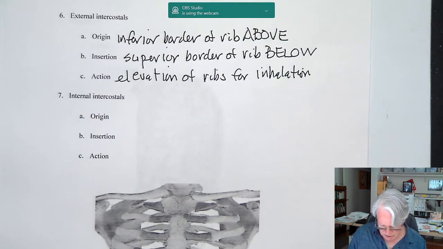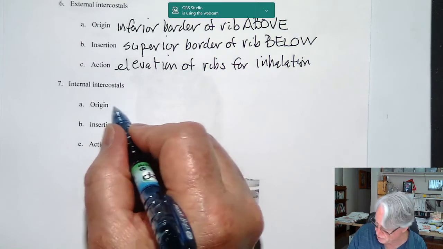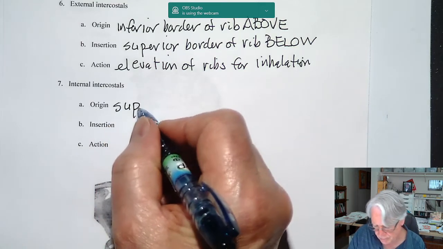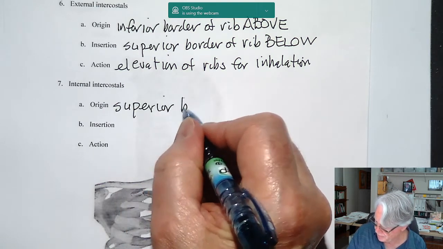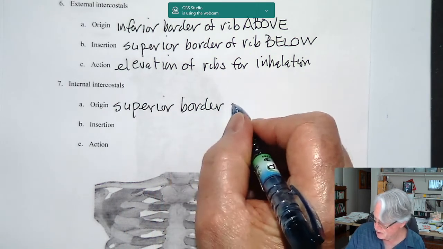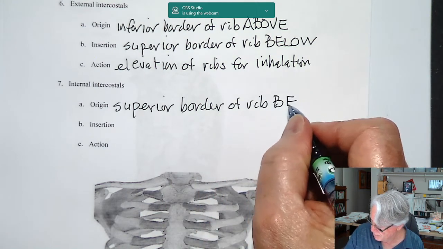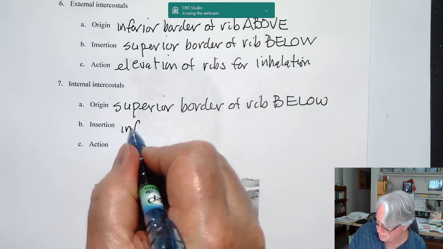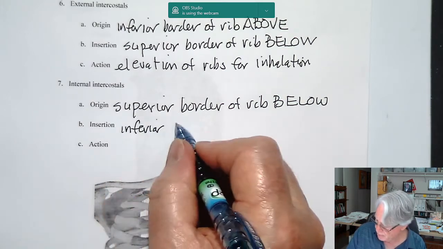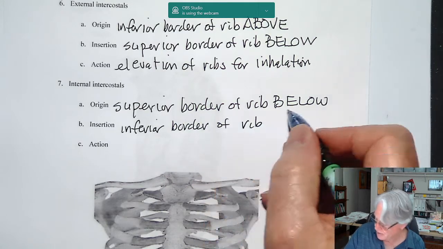So let's just go ahead and put in the information for the next one, which is the internal intercostals. And here the origin is going to be the superior border of the rib below, and the insertion is the inferior border of rib above.